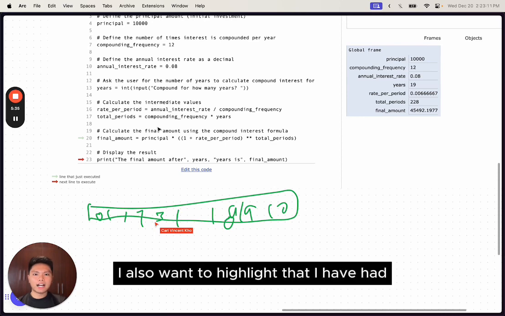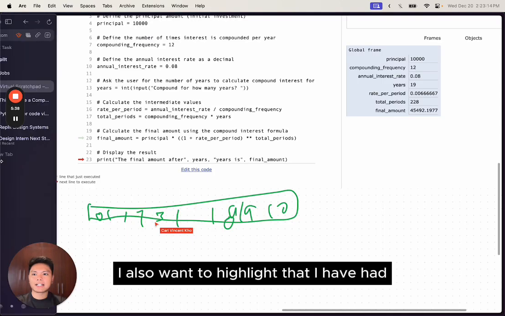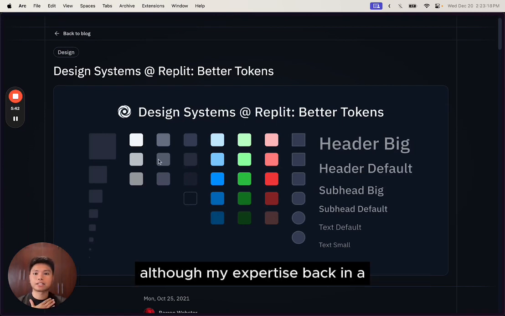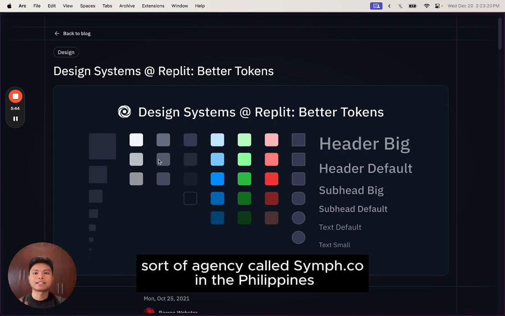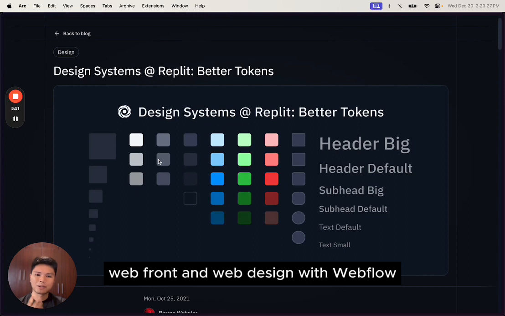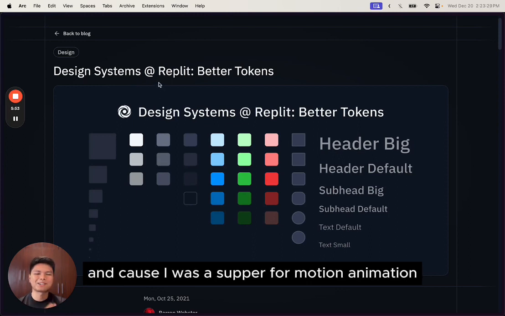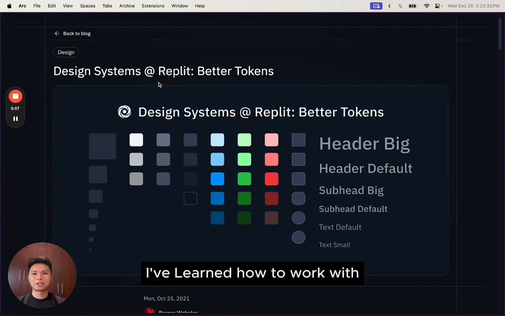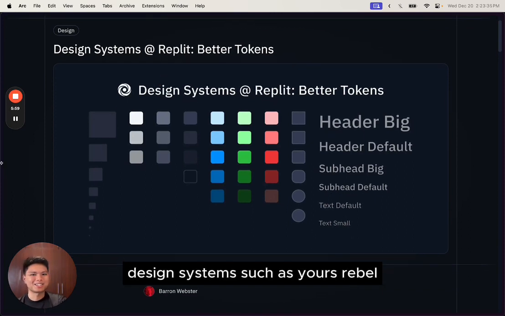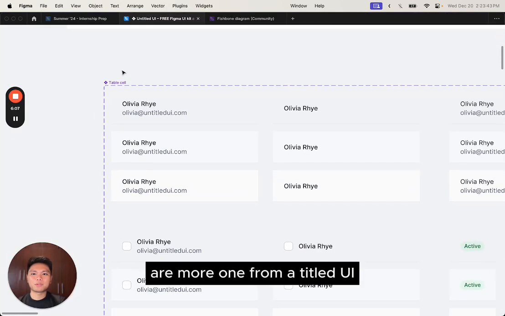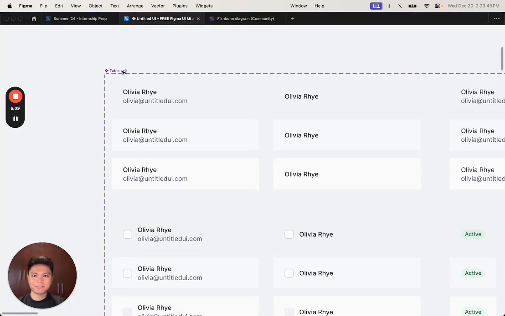Other than that, I also want to highlight that I have had 3 years of experience in product design already, although my expertise back in a startup agency called Symph in the Philippines, where I was born and raised proudly, was more creative front-end web design with Webflow, because I was a sucker for motion animation. But over the years, I've learned how to work with design systems such as yours, Replit. In fact, my favorite design system is the one from Untitled UI.